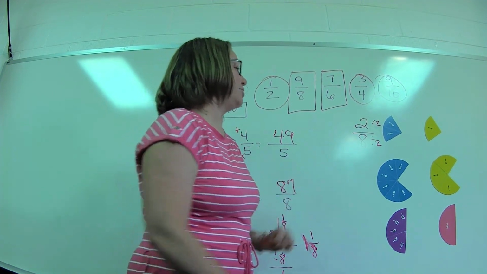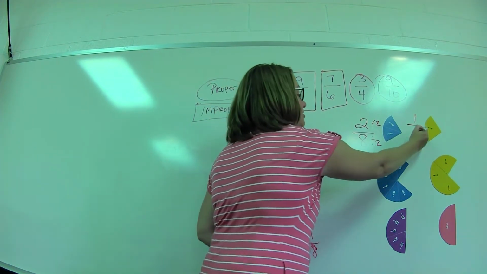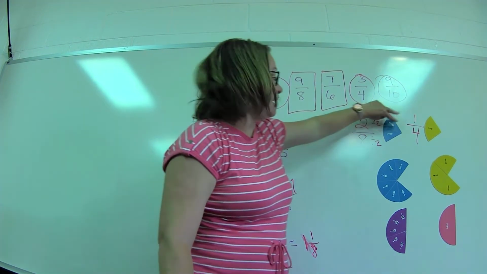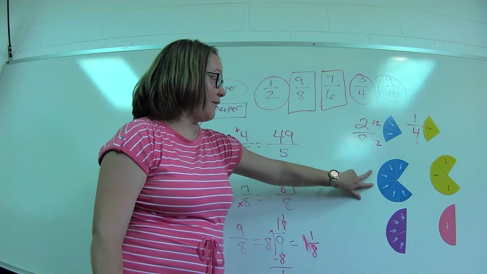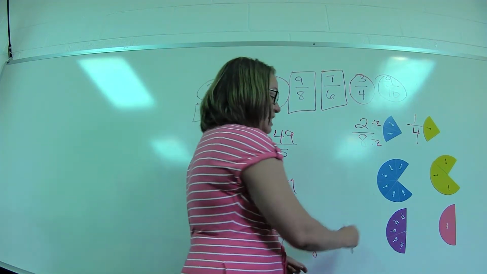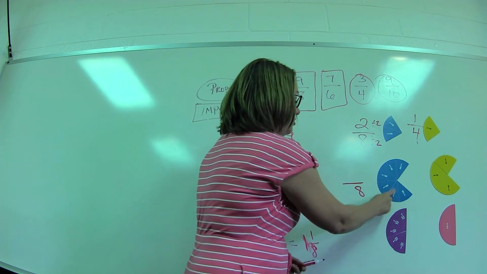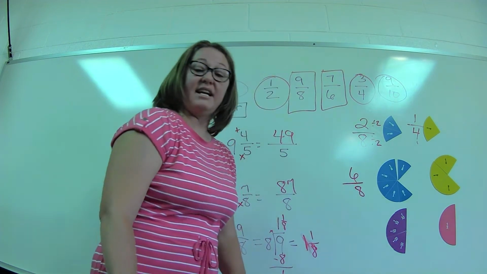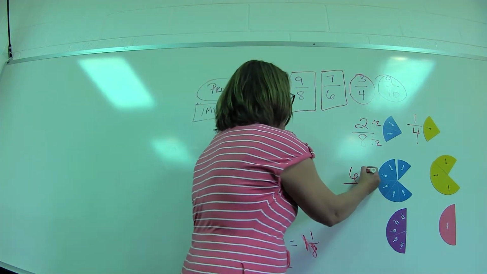Whatever you do to the denominator, you must do to the numerator. So if we take 2 divided by 2, we get 1. If we take 8 divided by 2, we get 4. And as you can see, this 2/8 is equal to 1/4. Here we have 8 on the bottom, and let's count how many 8s we have. We know 8 is going to be our denominator. We have 1, 2, 3, 4, 5, 6 eighths. 6 and 8 have a common factor, it is 2 as well, so let's divide by 2.